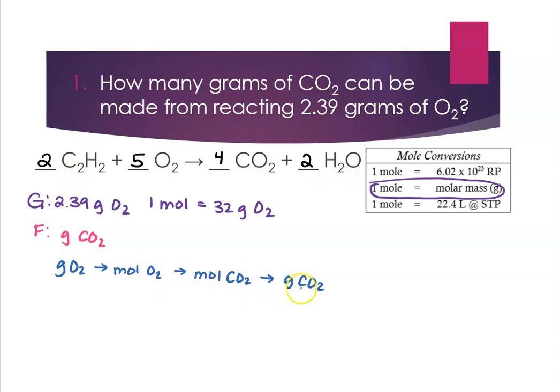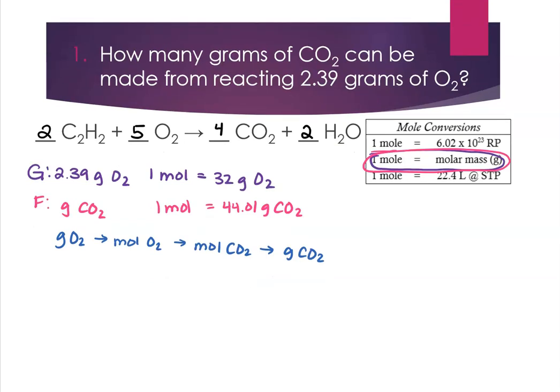And then from moles of CO2 to grams of CO2, I'm going to need another molar conversion. All right, so since I'm going moles to grams, again, I'm going to need molar mass, but this time I need the molar mass of CO2, which is going to be 44.01 grams CO2. If you need a refresher on how to find molar mass, you should watch the molar mass tutorial video.